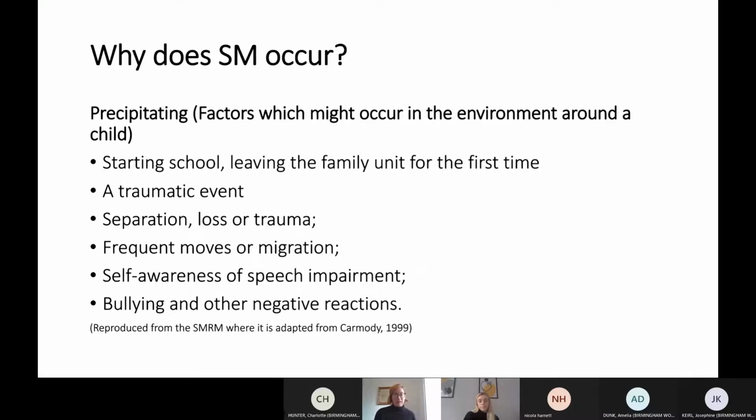Precipitating factors for selective mutism. These are factors that might occur in the environment around the child that precipitate and make it worse. So traumatic events like starting school or leaving the family unit for the first time, a particular trauma, a separation, a bereavement, frequent moves or migration to a new country, being very self-aware of any language difficulties or speech difficulties a child has, and also bullying and other negative reactions. Bullying and teasing makes the child again very risk averse.